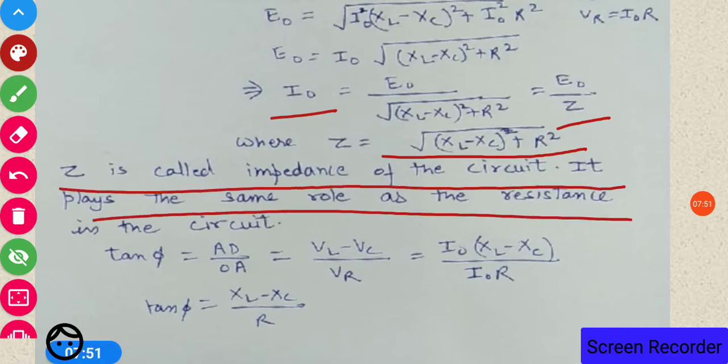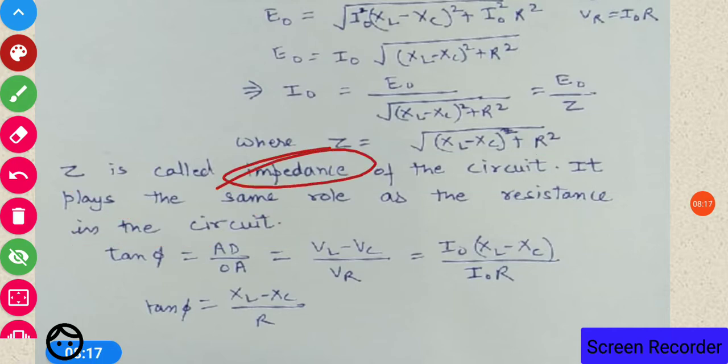It plays the same role as the reactance in the circuit. So Z is the impedance of the circuit. When there was only the capacitor, then XC, the capacitive reactance. When there is only inductor, then XL, inductive reactance. And when L, C and R, all the three are in the circuit in the series combination, then the resistance offered by the circuit is termed as the impedance of the circuit. So it plays the same role as the resistance in the circuit.